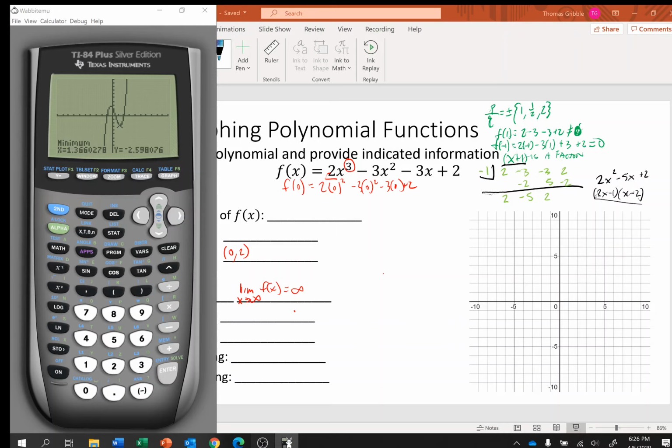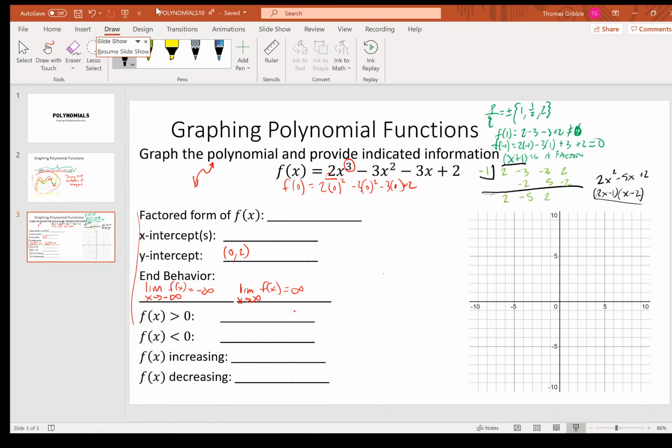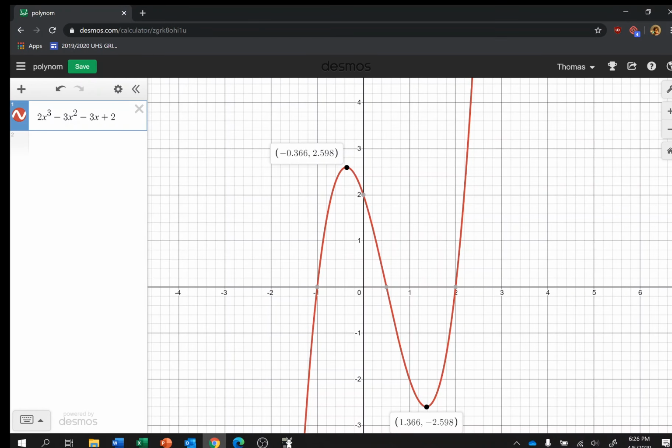Another way to do this without a calculator, and the calculator is probably going to be more available to you on something like an AP test or a standardized test than Desmos would be, but Desmos makes this really easy. I just type in the function, I click on the graph itself, and boom, there's one of the coordinate points, and there's the other one. We could transfer those onto our actual graph as well. So let's go back to the actual graph.